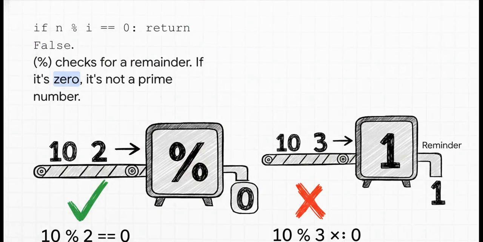So inside our loop, we use this little guy, the modulo operator, that percent sign. All it does is give us the remainder of a division. So when we say n % i equals 0, we're just asking, hey, does n divide by i with absolutely no remainder? And if the answer is yes, even just once, we found a divisor. Game over. We know it's not prime, and we can just stop right there and return false.